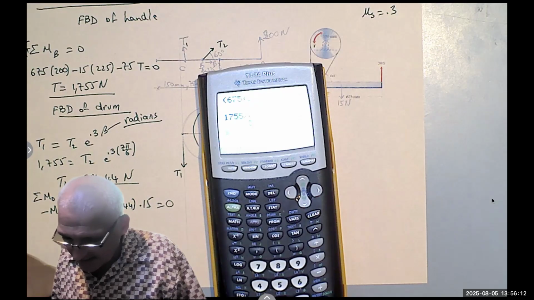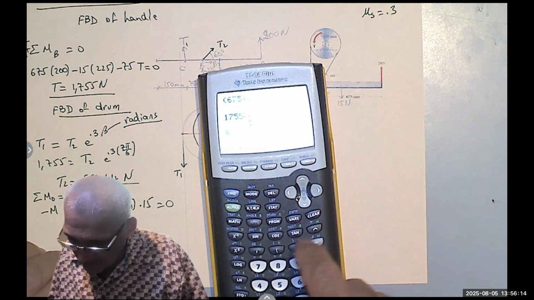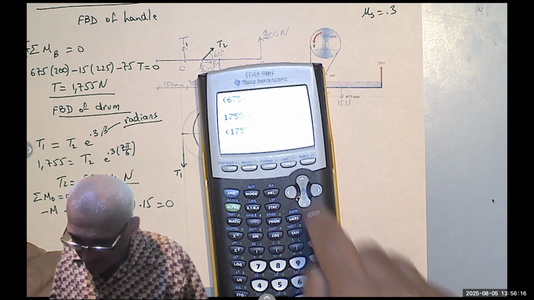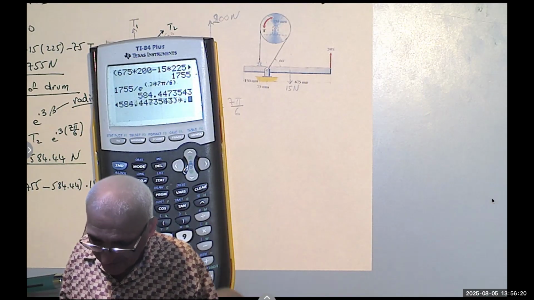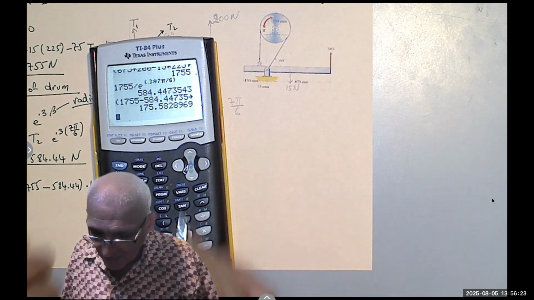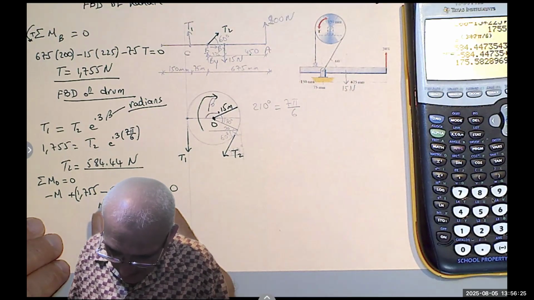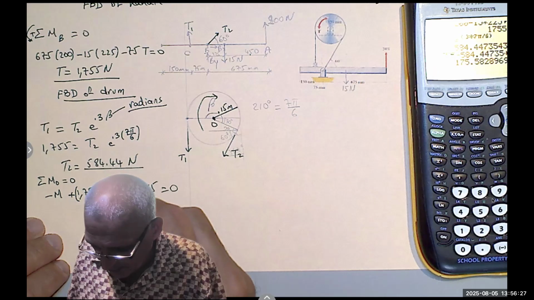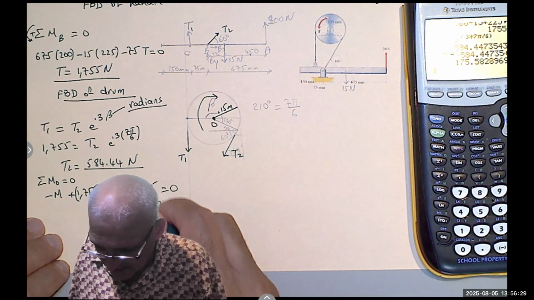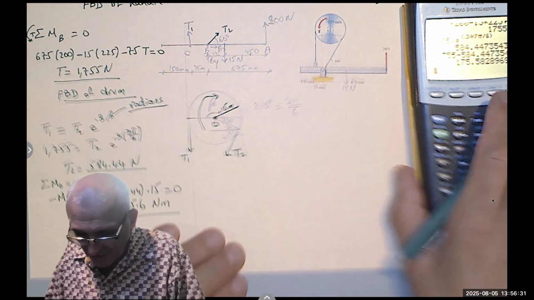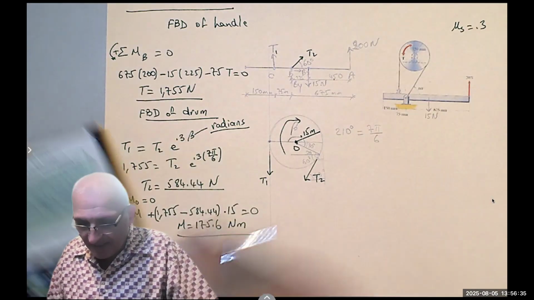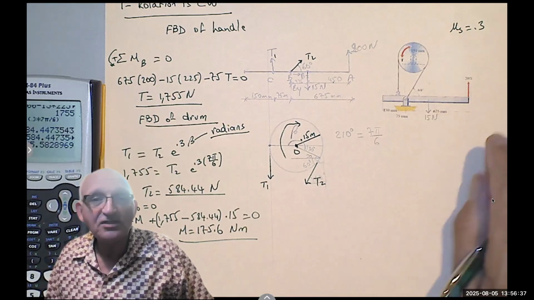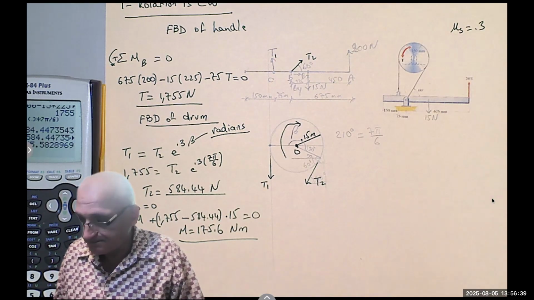Instead of saying 1755 times 0.15 minus 584.44 times 0.15, I just combine them. And now I can say this number minus that number times 0.15. I get 175.6 Newton meter. That's the clockwise moment you can stop by applying a force of 200 Newton on this band brake.